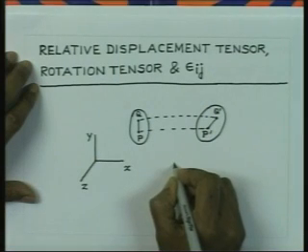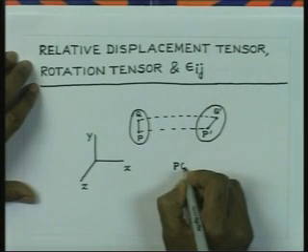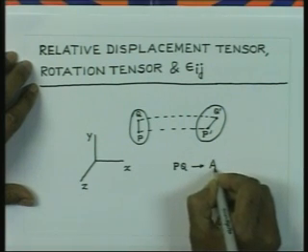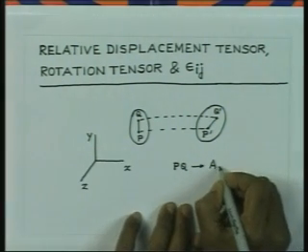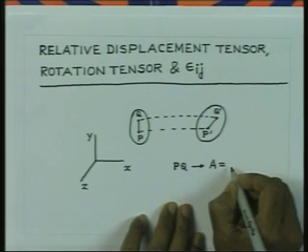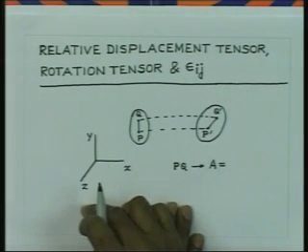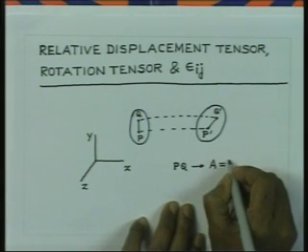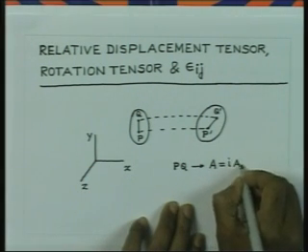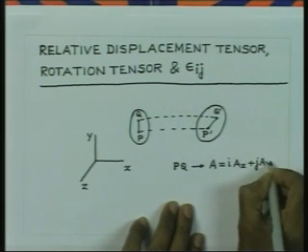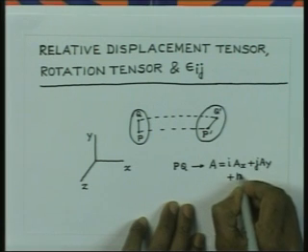Let us consider that the distance PQ can be indicated as a vector quantity, and let us say that this is the vector A, and this vector has components Ax in the x direction, Ay in the y direction and Az in the z direction. So, we can write A to be i Ax plus j Ay plus k Az.